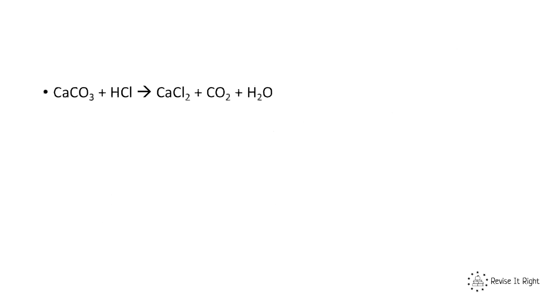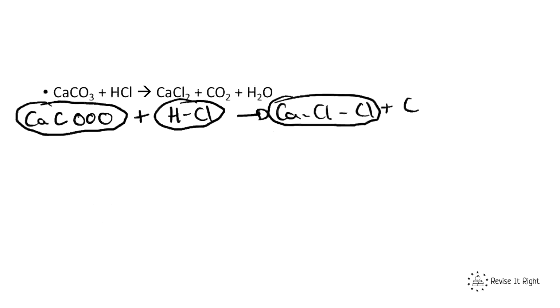So first I'm going to write out the atoms that we've got. CaCO3, and I'm going to circle that to show that we cannot change or interfere with any of that. Then we've got HCl. Then we've got calcium and chlorine, 2 chlorines. Then we've got carbon dioxide, CO2, and then we've got H2O, so 2 H's and an O.